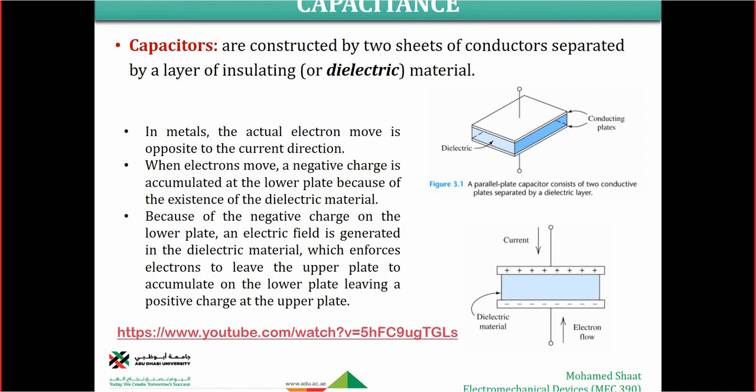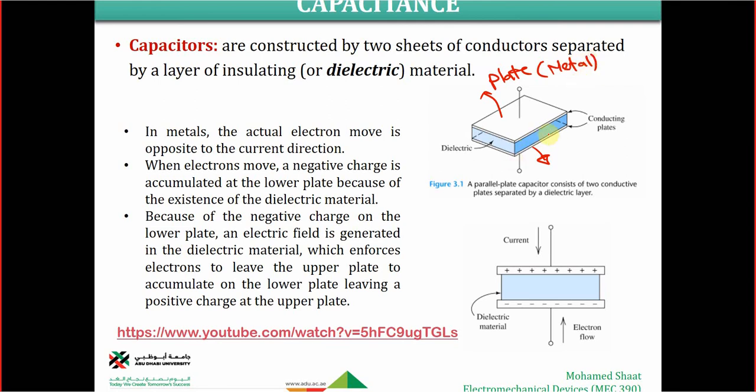The capacitors are constructed mainly of two sheets or two plates. This is one plate and there should be another plate down here. And these two plates are made of conducting material, like metallic. We said that, and this is what we discussed even at the start of this course, that metals are very good conductor material for electricity. So it means that these two plates are mainly made of metals.